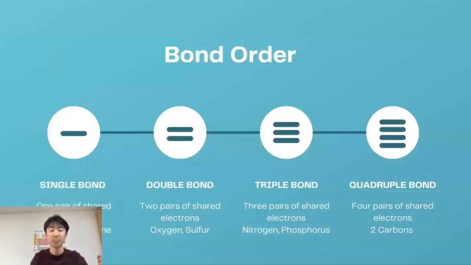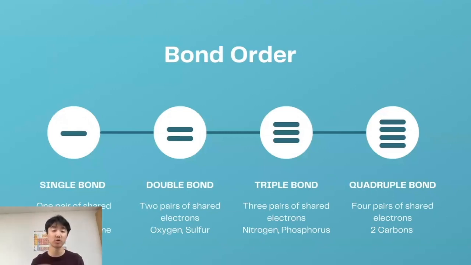Now, without further ado, bond order, right? So the first bond is a single bond, next a double bond, then a triple bond, and then a quadruple bond, right? A single bond is one pair of shared electrons. So sorry about the screen being covered. Some examples of this are hydrogen and chlorine. When two hydrogens bond or when two chlorines bond, they create a single bond.